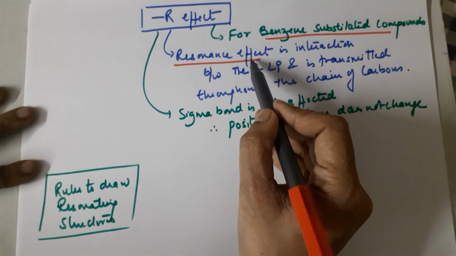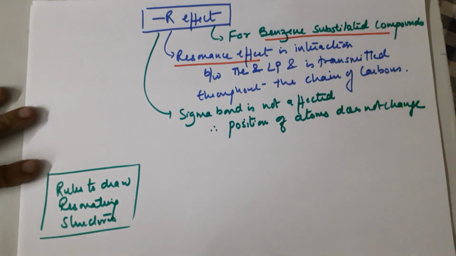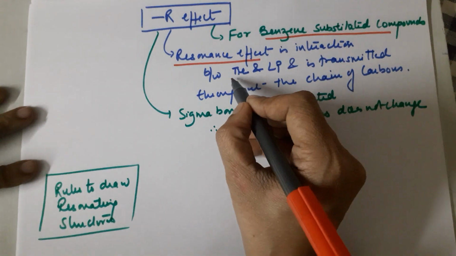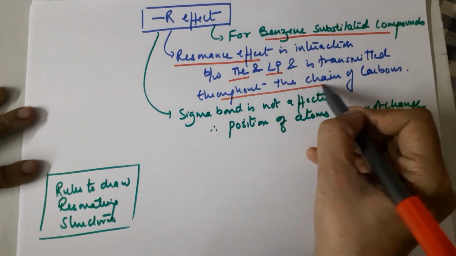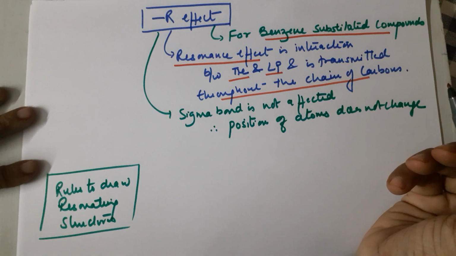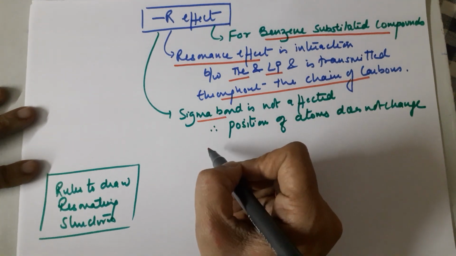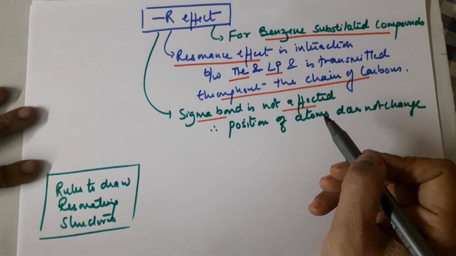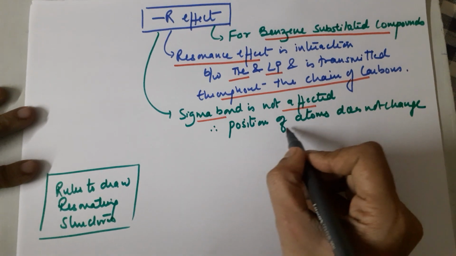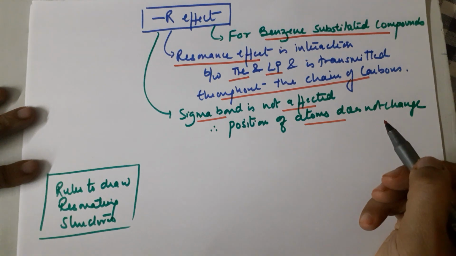Now, when we talk about the resonance effect, it is an effect which is an interaction between pi electrons and the lone pairs, and it is transmitted throughout the chain of carbons. Also, the sigma bonded electrons are not affected, which means you will do nothing to the sigma bonded electrons, that is, the positions of the atoms will never change.